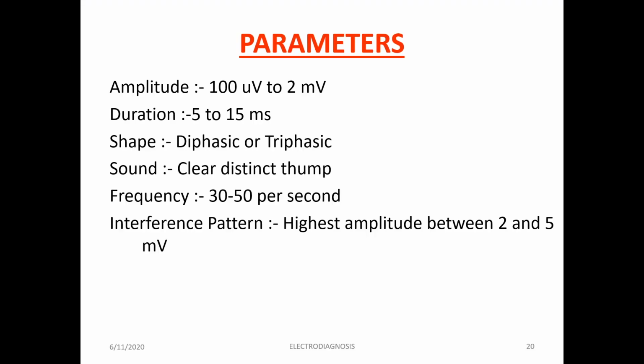Now these are the parameters. We have to remember there is no option. Amplitude ranges from 100 microvolt to 2 millivolt. Duration ranges from 5 to 15 millisecond. Shape is either diphasic or triphasic. Sound is a clear, distinct thump. Clear, distinct thump means as if some heavy object is falling from a height.